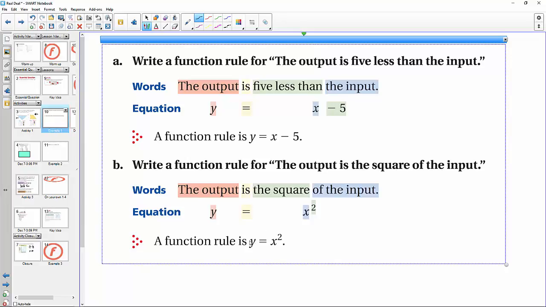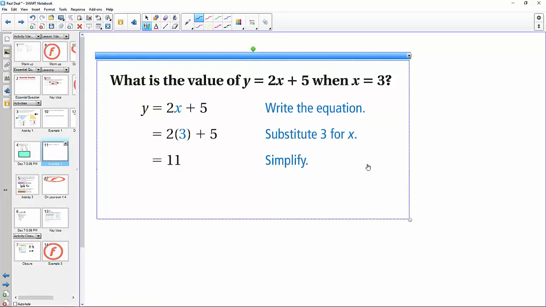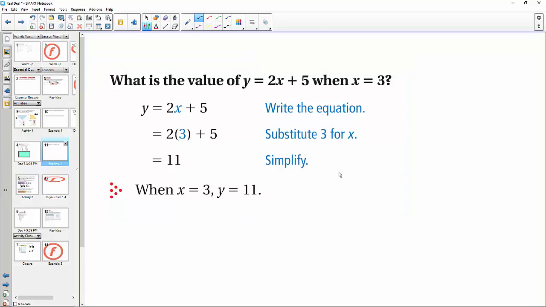When I plug this in, I'll receive this value. If I plug this number in, I'll receive a value. So what is the value of y equals 2x plus 5 when x equals 3? So if I take this thing and I plug it right into here, 2 times 3 is 6, plus 5 is 11, right? So then my ordered pair is 3 and 11. I can then map this out where I'll have my 3 and my 11, if you want to map it as well.